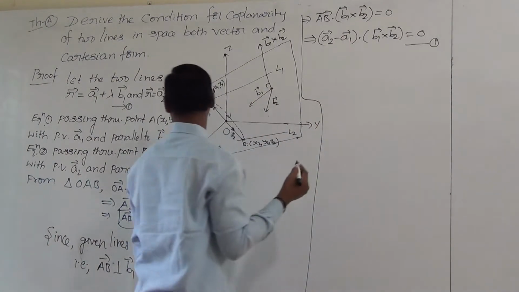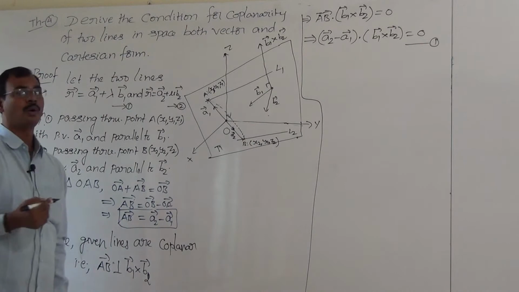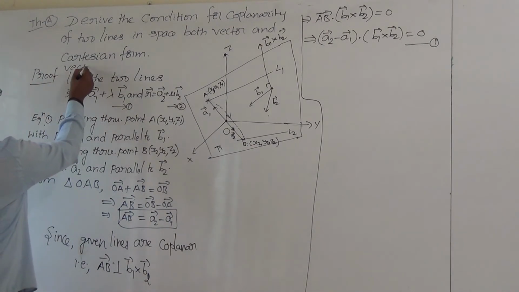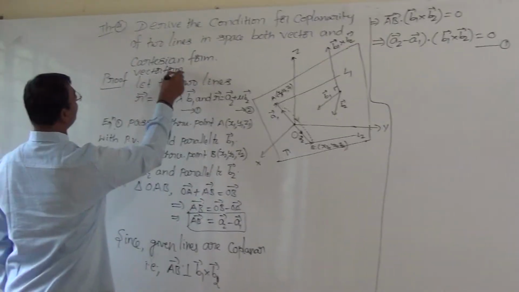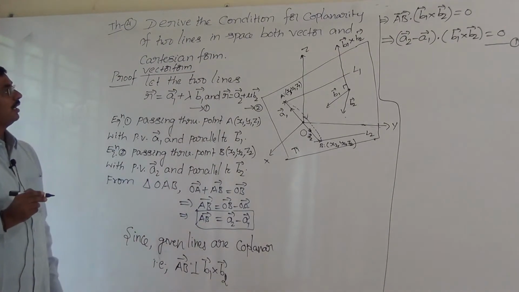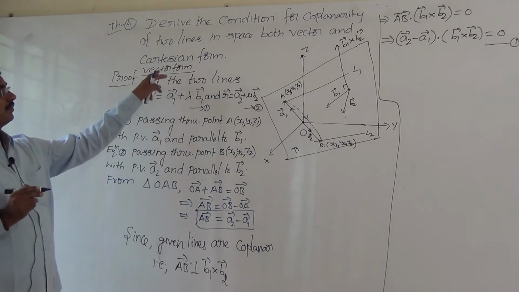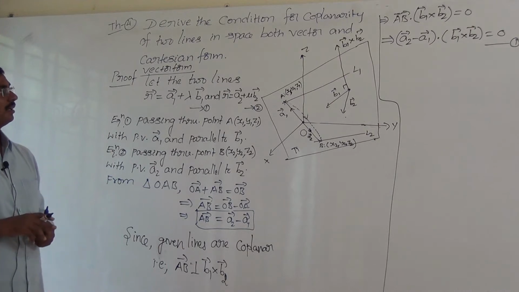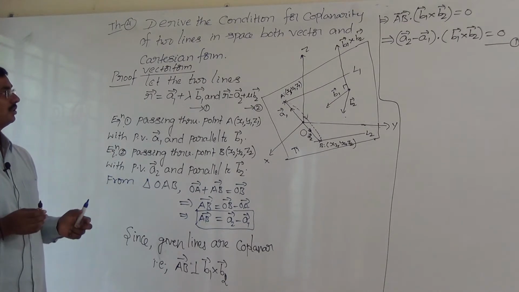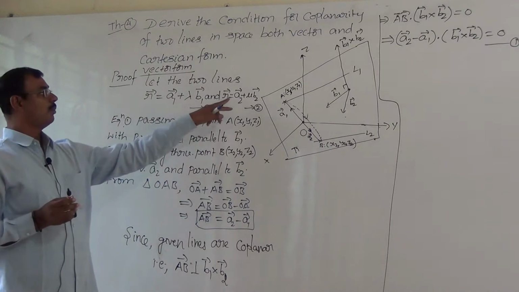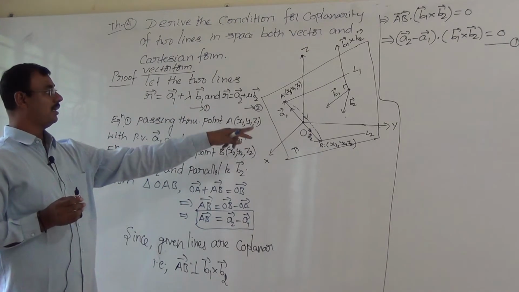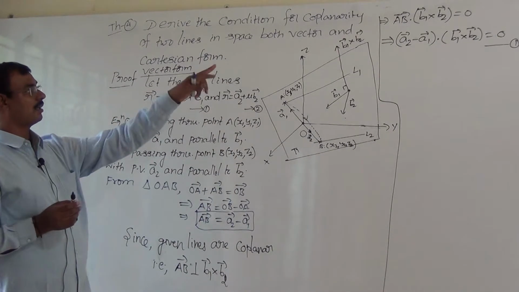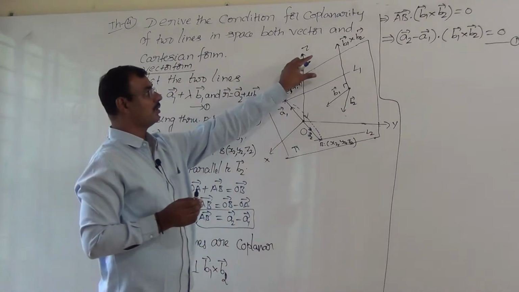So this is the condition for coplanarity of two lines in vector form. What is the condition in vector form? (A2 bar minus A1 bar) dot (B1 cross B2) is equal to 0. A2 is the position vector of the point B. A1 is the position vector of the point A. B1 cross B2 is perpendicular to the plane.